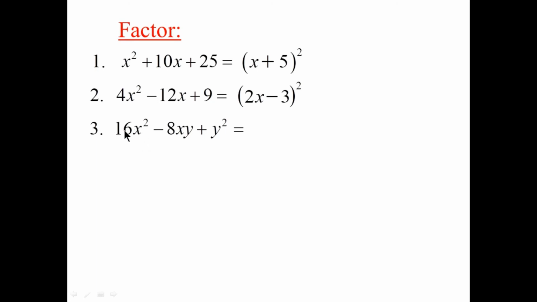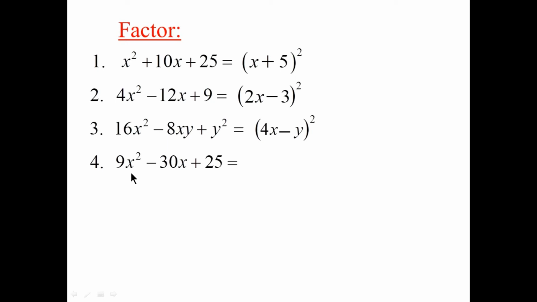Again, taking a look at this one, the one bookend is 4x quantity squared, and the other bookend is y squared, so 4x times y is 4xy. Double that, you got 8xy. And you confirm, oh, that's a perfect square. So let's set it up as such and put the square roots on both ends. The square root of 16x squared is 4x. The square root of y squared is y. And we simply have to put that sign in.